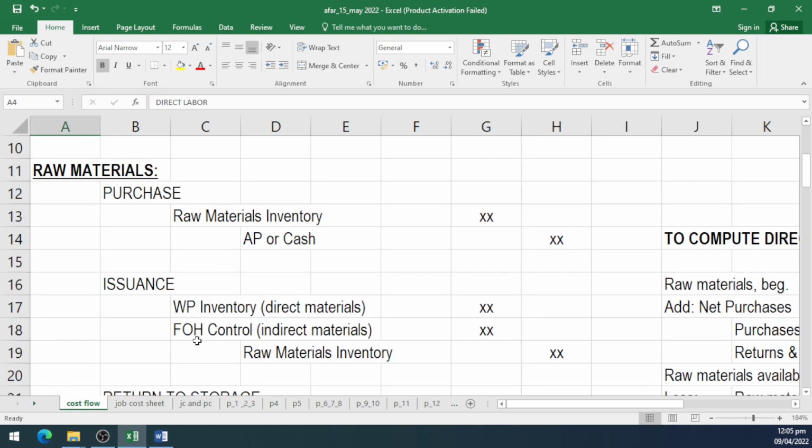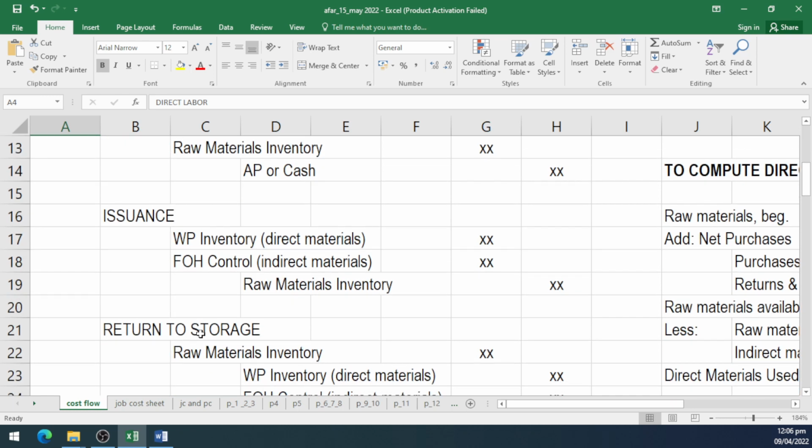accounting for raw materials. So it's very simple, ladies and gentlemen, to record purchase of raw materials under perpetual system. Debit raw materials inventory or simply raw materials, then credit to accounts payable or cash. When materials are issued to production, if the materials issued are direct materials, i-debit po yon sa work in process. While indirect materials issued, that will be debited to factory overhead control. And of course, credit to raw materials inventory.